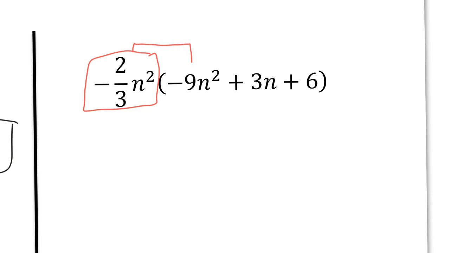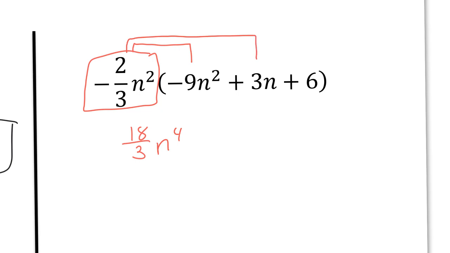So to multiply fractions, first of all, you look at the signs. A negative times a negative, that's going to be a positive. But you multiply the top number times the inside. So 2 times the 9. And you keep the denominator. So that's going to be positive 18 over 3. Now when you multiply the n squared times the n squared, you add the exponents. So that's going to be n to the fourth power. Then you move on to the next one.